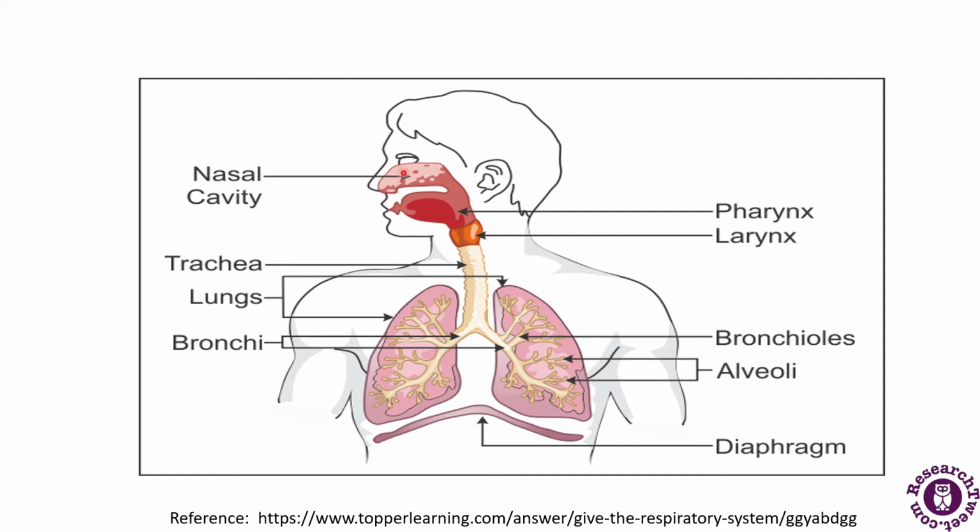From here the gas, the oxygen or carbon dioxide, will be transported to the lungs, and there are various bronchioles and various alveoli, and there is a diaphragm that helps in the contraction and relaxation when the lungs take in the gases and breathe out the gases. So this is the overall representation of the human respiratory system and all the organs it comprises.